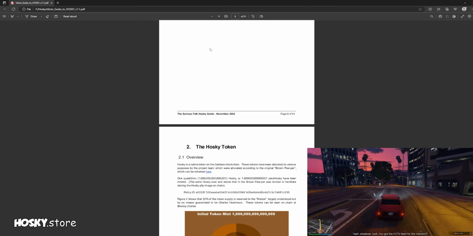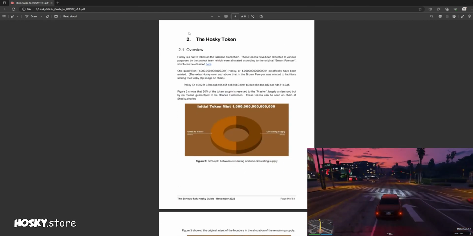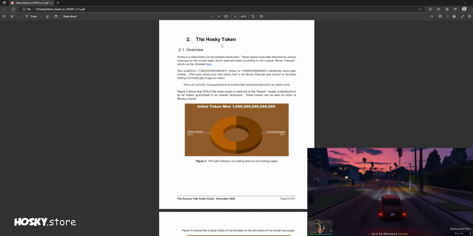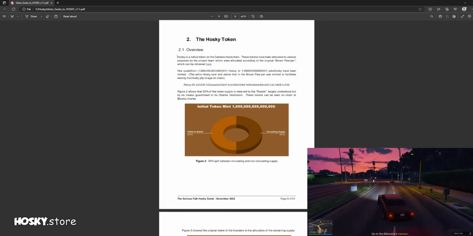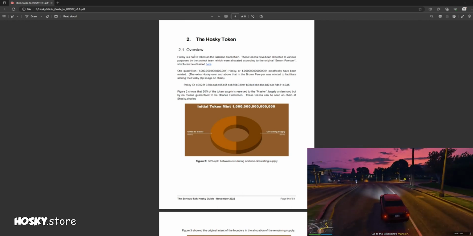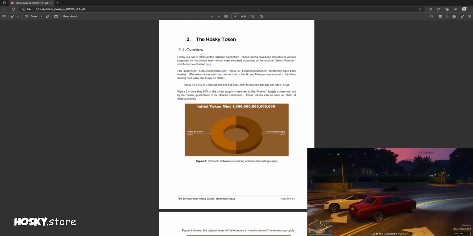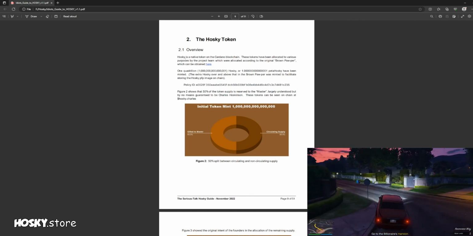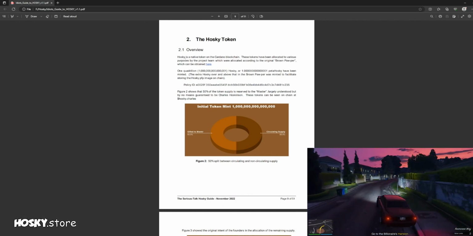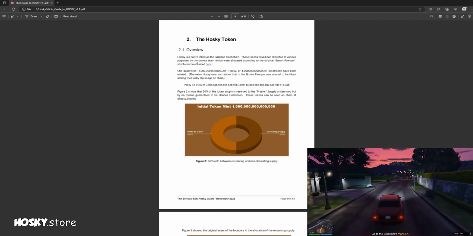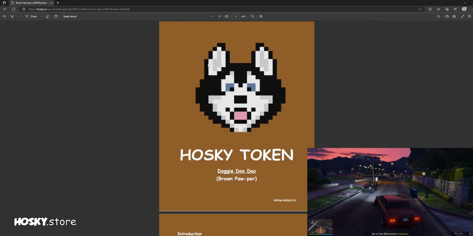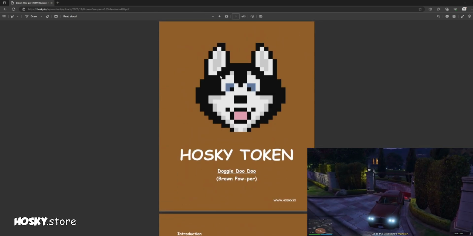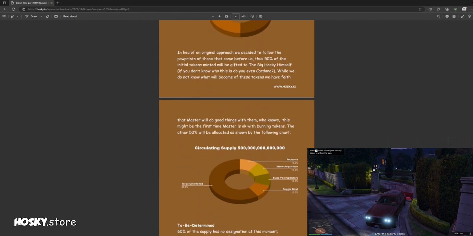So where we left off was at the start of section 2, the Hosky token. 2.1 Overview. Hosky is a native token on the Cardano blockchain. These tokens have been allocated to various purposes by the project team, which are allocated according to the original brown paper, which can be obtained here. So this is the link to that. You can also find this on the hosky.io website.